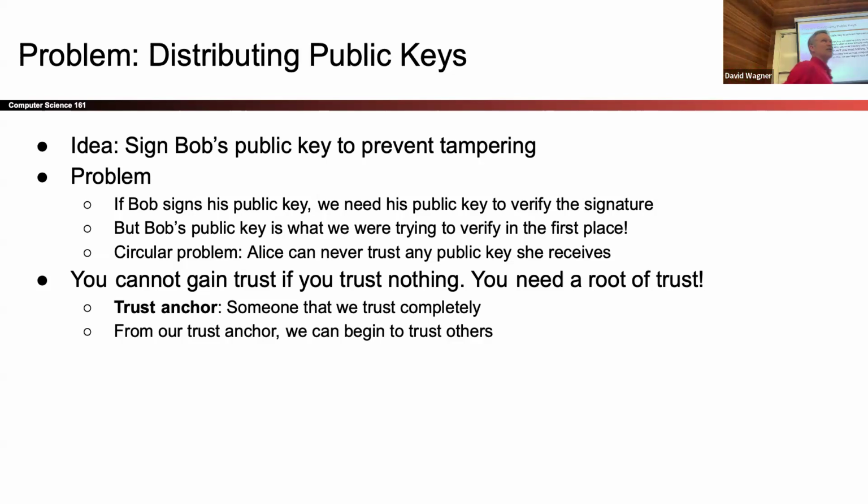And the solution is: don't start from nothing, start from something. We're going to need to start with some entity who we have a relationship with and we trust, and then they're going to be able to introduce us to others. That's sometimes called a trust anchor. It's someone that we trust completely and who can help us figure out things like what Bob's public key is. It's like that really well-connected friend of yours who knows everybody. You want to meet someone you don't know, so you get in touch with them: hey, can you make me an introduction? That's the role the trust anchor plays.